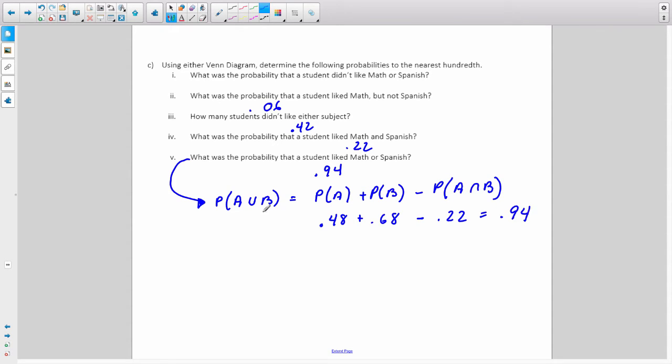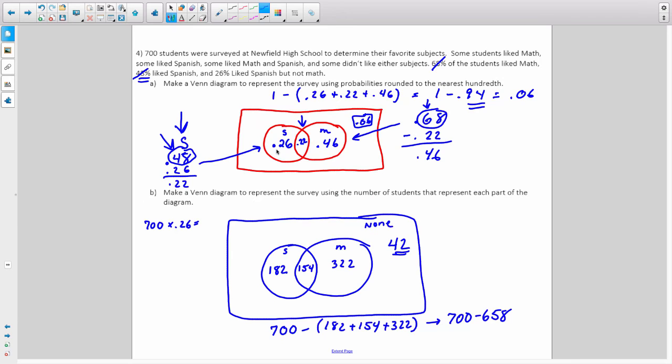But I wanted to show you both ways, because this question by itself, without a Venn diagram, would have to be solved using the formula. But if you're lucky enough to have a Venn diagram, well then, why wouldn't you just go here and pick out the numbers? That would definitely be more straightforward. Okay?